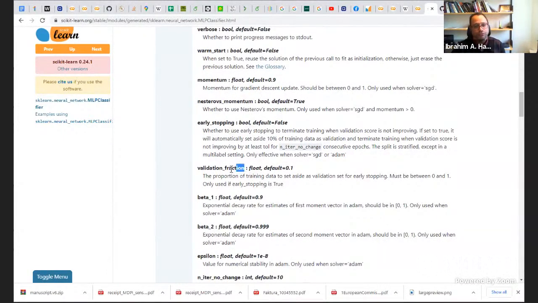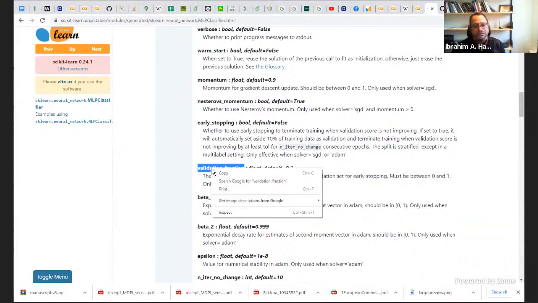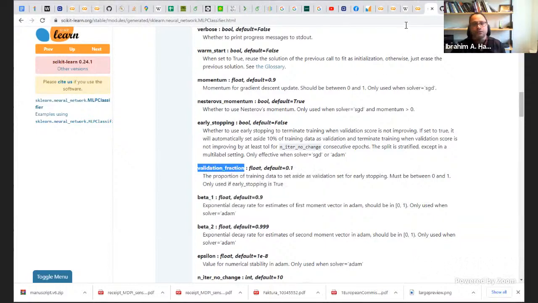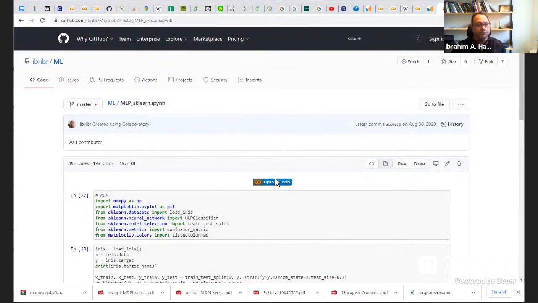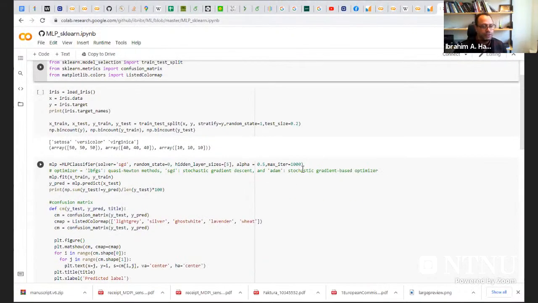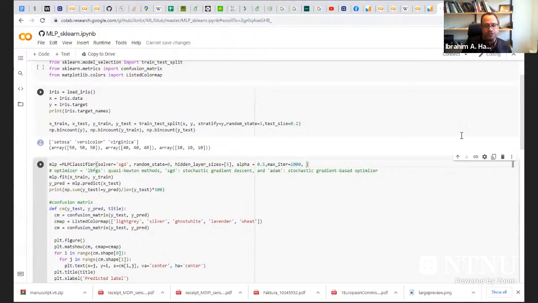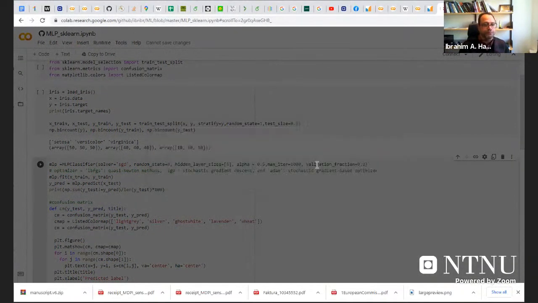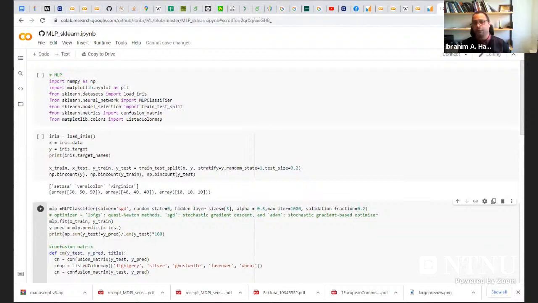Validation fraction. If you want to use validation, by default the validation fraction is already 10%, or 0.1. You can change it, maybe to 0.2, for example, right? So it could be something like this. There are many things. You need to go back to those documentations, try to change those hyperparameters, and play with those numbers. Yes.